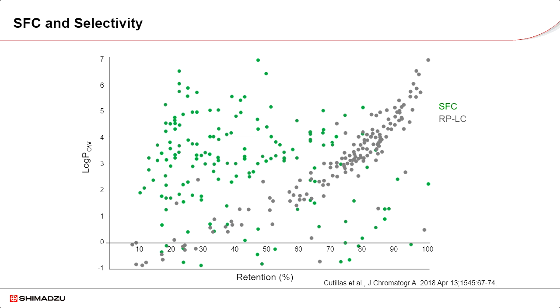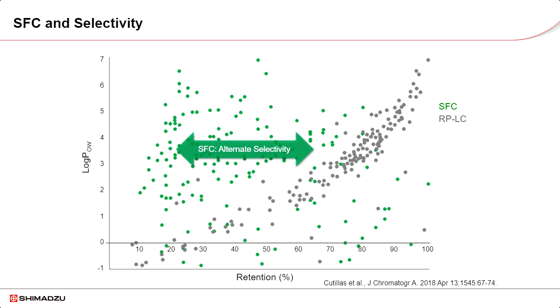And perhaps the most compelling reason to look to SFC is to look to alternative selectivity. The plot you're seeing in front of you constitutes a number of green and gray dots. The gray dots represent a series of compounds that are being separated under reverse phase conditions. And we can see a clear trend line in those that relates their percent retention directly to their log P value. The same compounds are represented by the green dots, only being separated under SFC conditions. In both cases, the stationary phase is a USP-L1 phase.